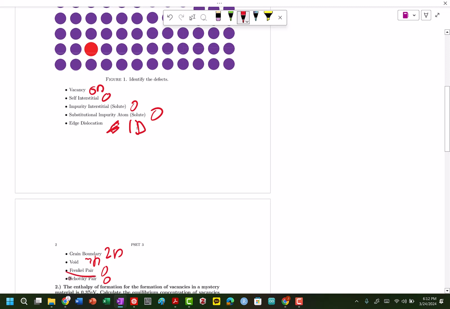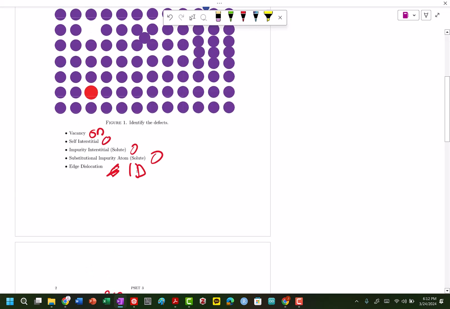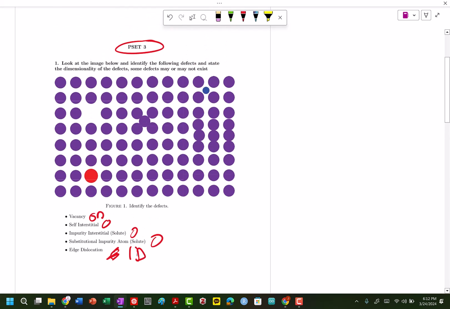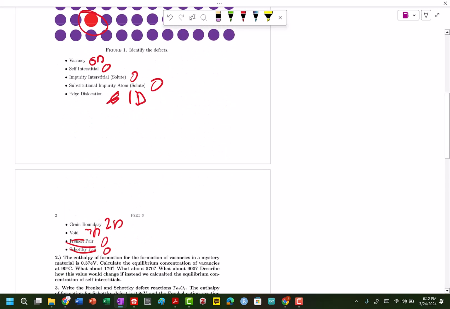These are not going to exist because we don't necessarily see that ionic crystal where we see those defects form, although you can argue that they actually form in this crystal as well. But again, we don't need to get into the semantics. Vacancy, self-interstitial, impurity interstitial, substitutional impurity atom. Additionally, we see here our edge dislocation. It's that extra half plane that doesn't propagate. And that is it for that picture.